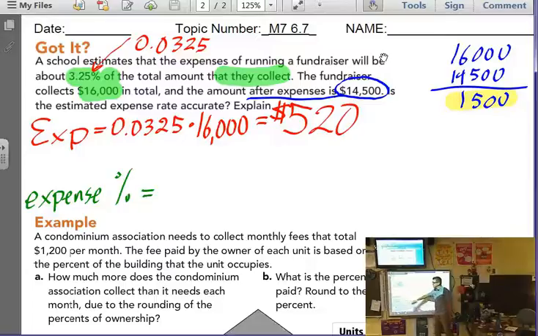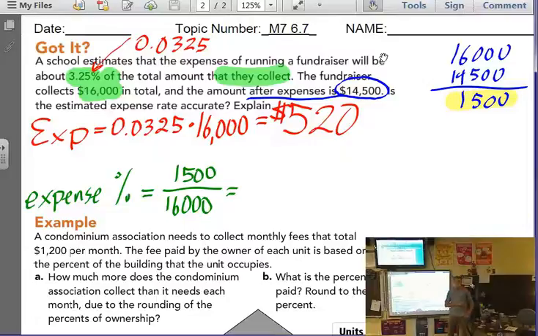Nope, close. We got to do a division, but to find a percent, it's always part divided by whole, right? So do you know what my part and my whole are? How much were my expenses? This is what our expenses actually were over the total that my fundraiser made. I do that division, and I'm going to get just under 10%.